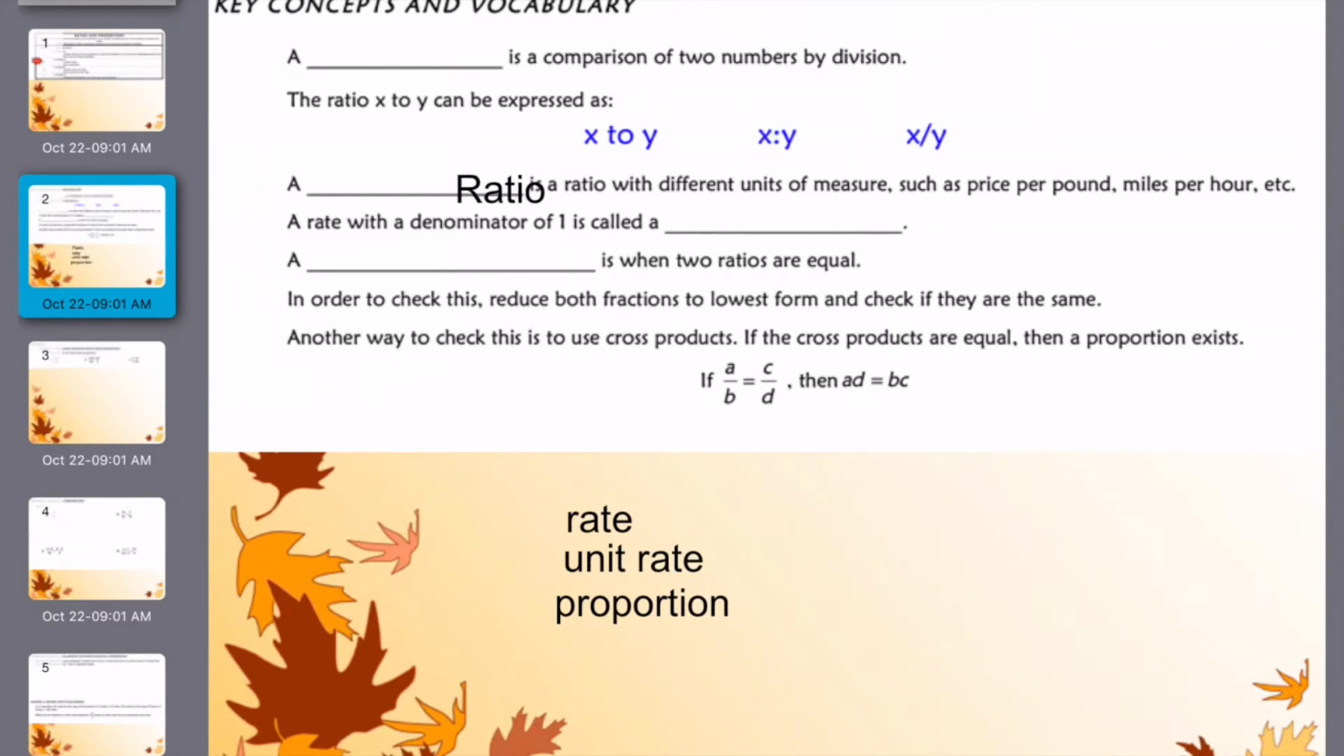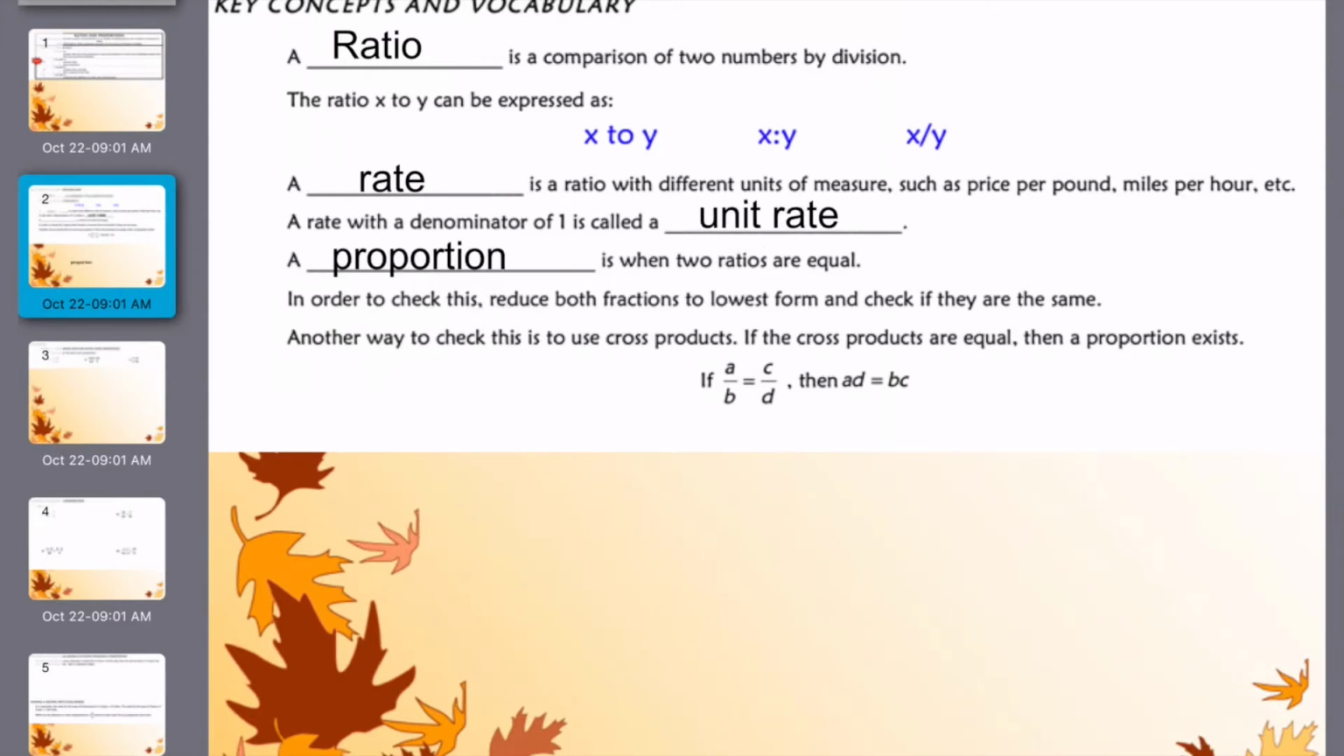So, a ratio is a comparison between two numbers by division. The ratio x to y can be expressed as the words "x to y", with a colon, x:y, and with that slash, almost like division, x/y. Okay. A rate is a ratio with different units of measure, such as price per pound, miles per hour, etc. And a rate with a denominator of 1 is called a unit rate.